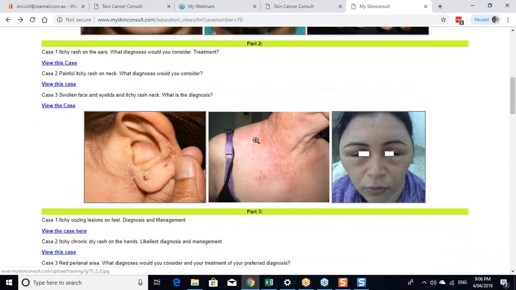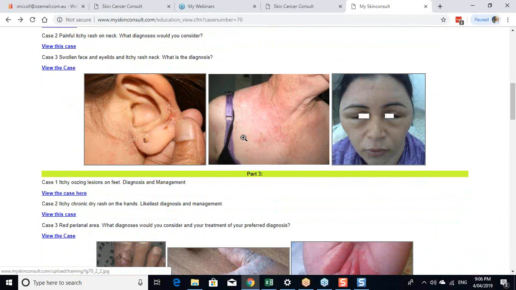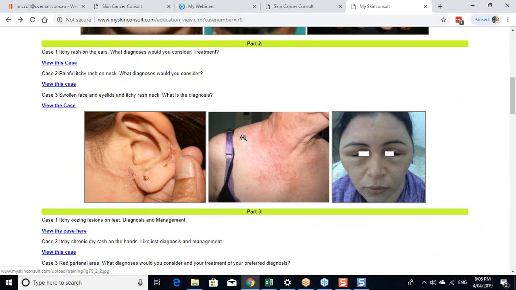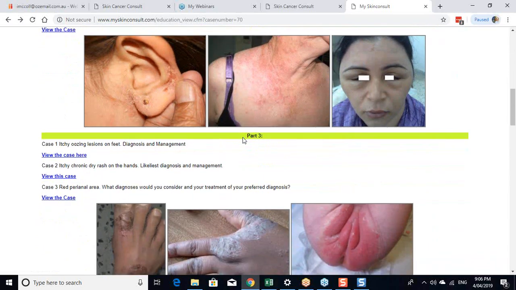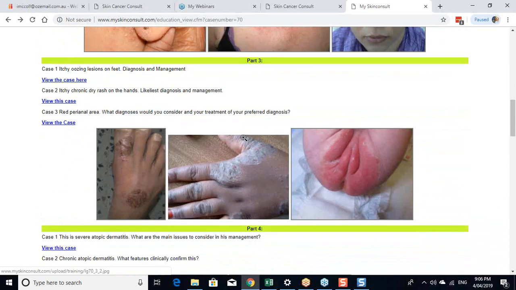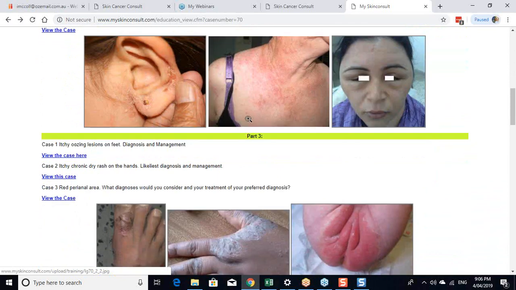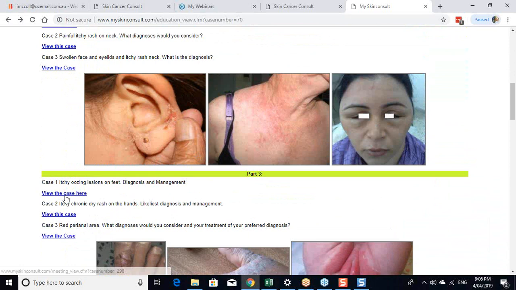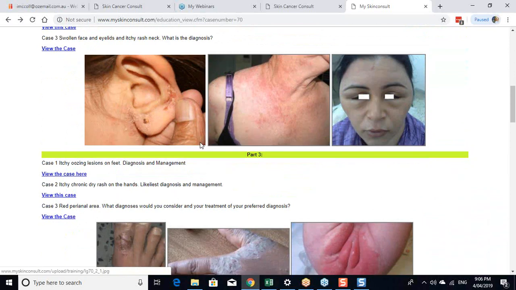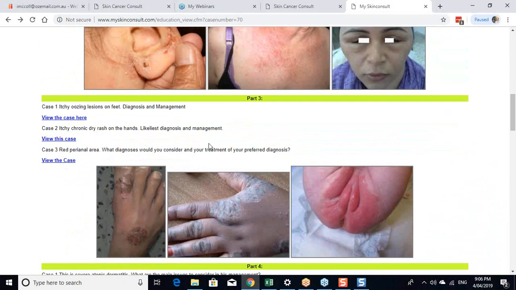I'm not sure if we'll have time for all of these, but I just wanted to have a quick look at some of these cases. I selected these cases as various cases of eczema that might be interesting to you, and I've put the links in here to the case in the actual VCM. These were cases that your colleagues have put in over the years on these particular topics.